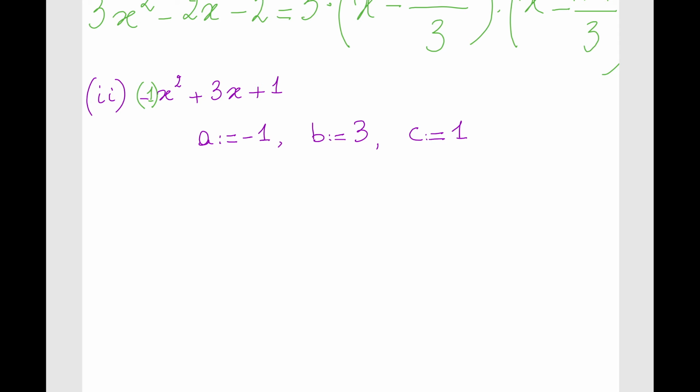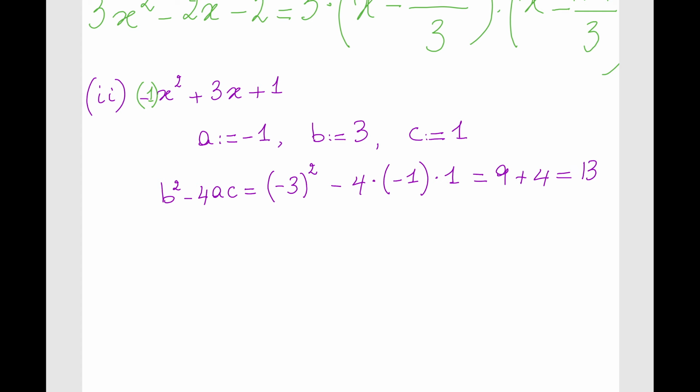And B squared minus 4AC, the discriminant, is the square of B, so the square of 3, minus 4 times the A. And what's the A? The A is -1, and the C is 1. So it's like this. And this is how much? This is 9. 3 squared is 9. And this is +4, right? This whole thing is +4. Correct? Because -4 times -1 is +4, times 1 is +4. So this whole thing is 13 then.